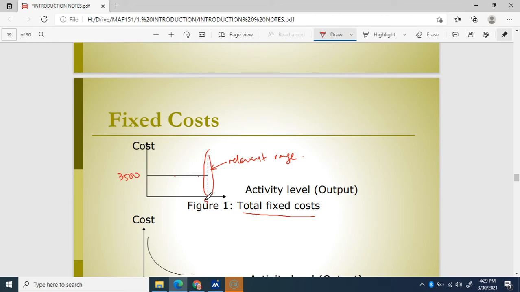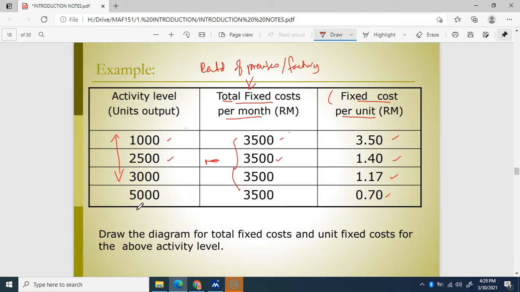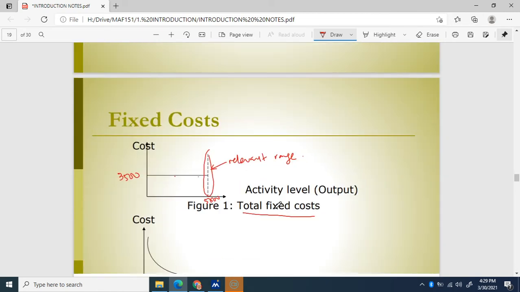Let's say 5,000 is the relevant range. If the company produces more than 5,000, let's say 6,000, the factory or premises is not big enough to produce 6,000, so they have to rent a bigger space, a bigger factory. Of course the rental will increase immediately. Let's say the rental for the bigger space is 5,000. That's why it only remains unchanged until a certain relevant range.